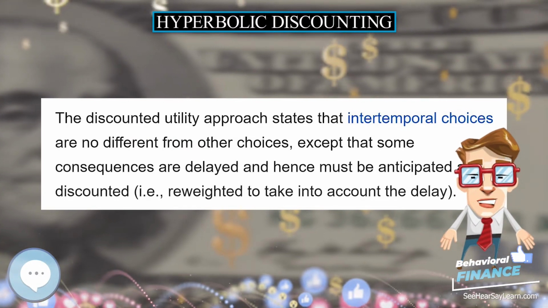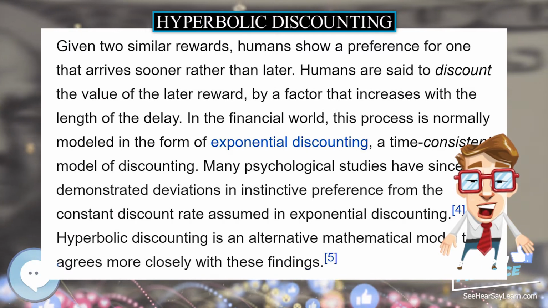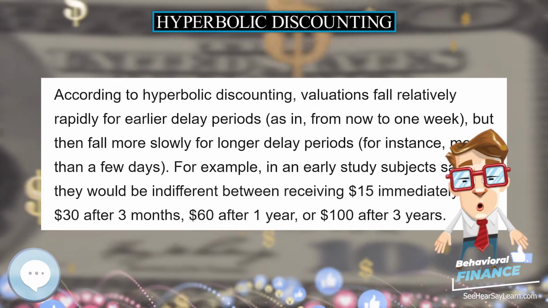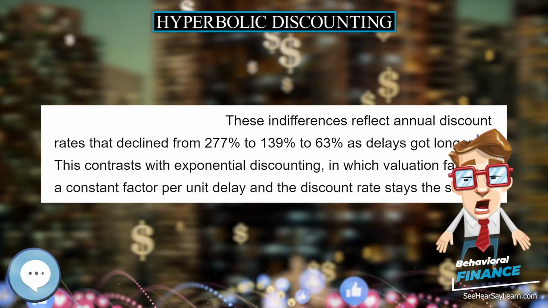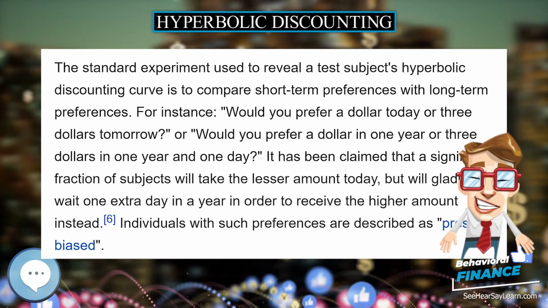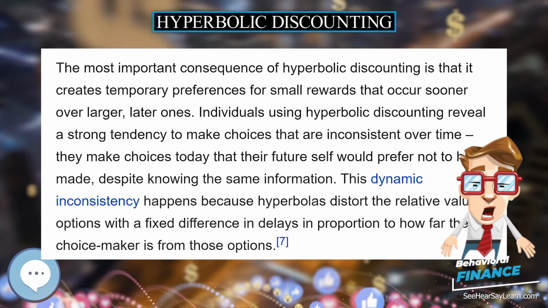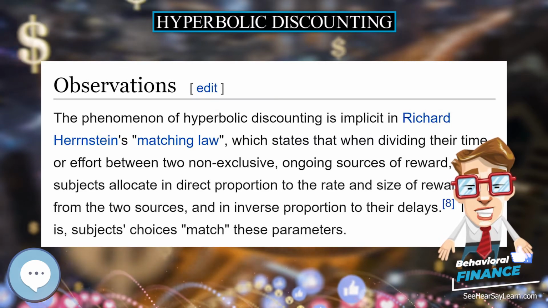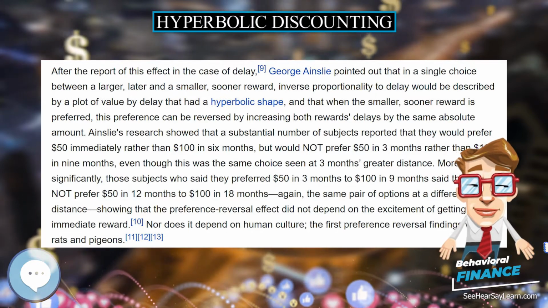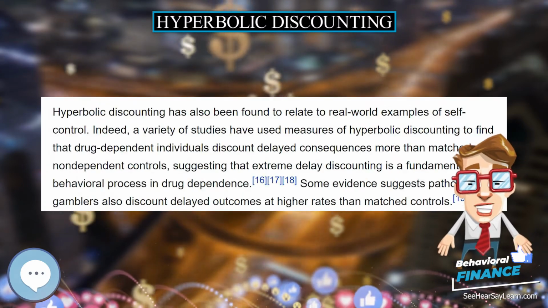Observations. The phenomenon of hyperbolic discounting is implicit in Richard Herrnstein's matching law, which states that when dividing their time or effort between two non-exclusive, ongoing sources of reward, most subjects allocate in direct proportion to the rate and size of rewards from the two sources, and in inverse proportion to their delays. That is, subjects' choices match these parameters. After the report of this effect in the case of delay, George Ainslie pointed out that in a single choice between a larger, later and a smaller, sooner reward, inverse proportionality to delay would be described by a plot of value by delay that had a hyperbolic shape, and that when the smaller, sooner reward is preferred, this preference can be reversed by increasing both rewards' delays by the same absolute amount.